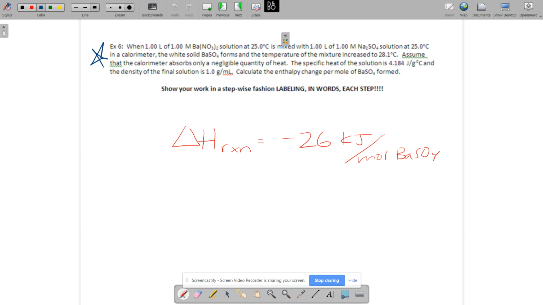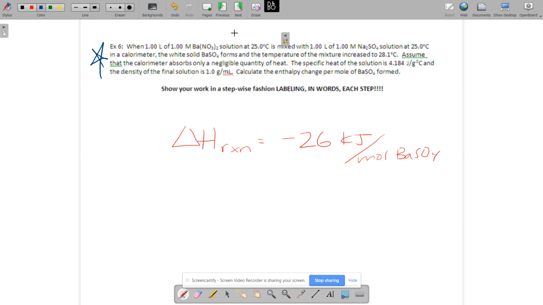So example 6, got another chemical reaction. This time we're making a precipitate. So what I want you guys to do is read through it, okay? And I want you guys to go ahead and set up the calorimetry calculation. I will tell you the final answer comes out to negative 26 kJs per mole of barium sulfate, okay? So I want you guys to work through that. Really do, okay? So do that now, okay?